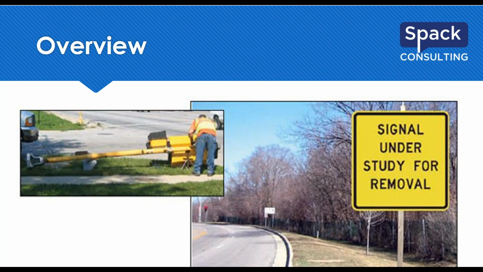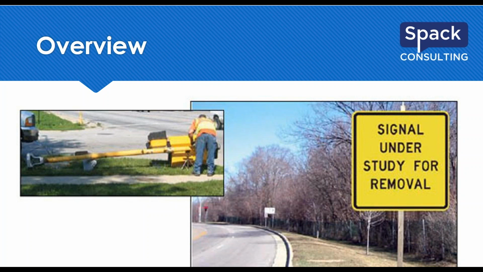So our topic for today is signal removal: when to remove a signal. There are different reasons for removing a signal. The big one is maybe in the past a signal was needed at a location, but traffic patterns have changed and the volumes have dropped, and it's really not doing anyone any good to have that signal at that spot anymore. You may also want to consider a traffic control change. Maybe it's a good place to have a roundabout, so you're removing the signal to put in a roundabout. There are several different reasons for signal removal.